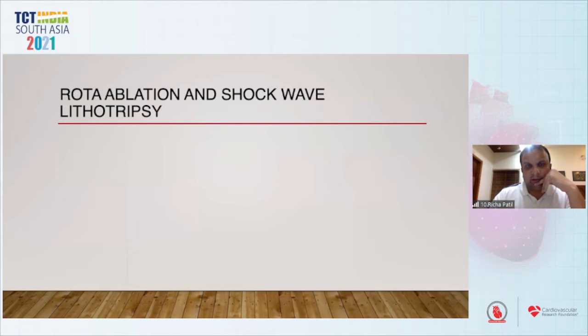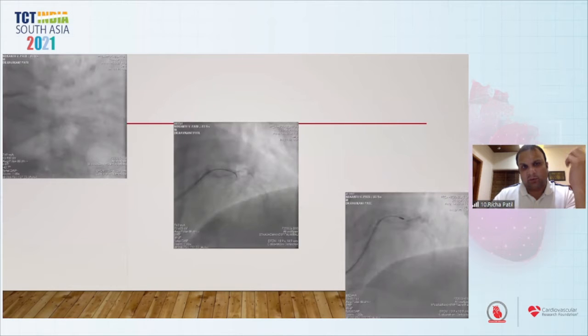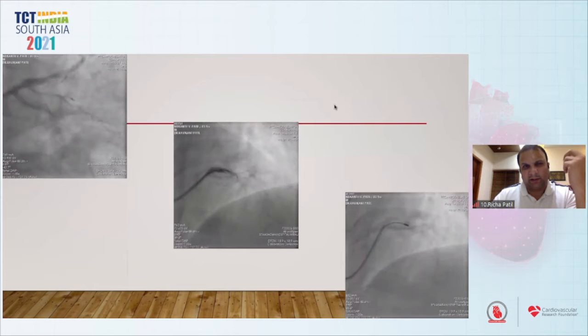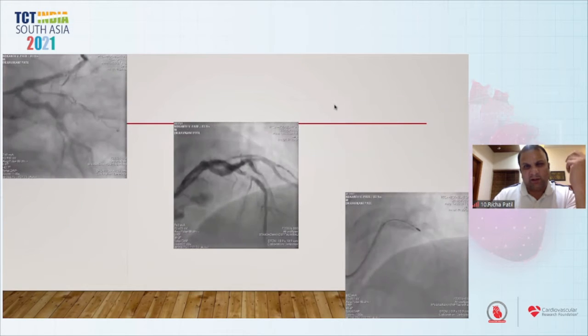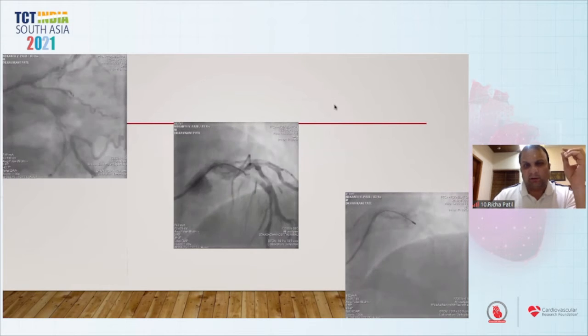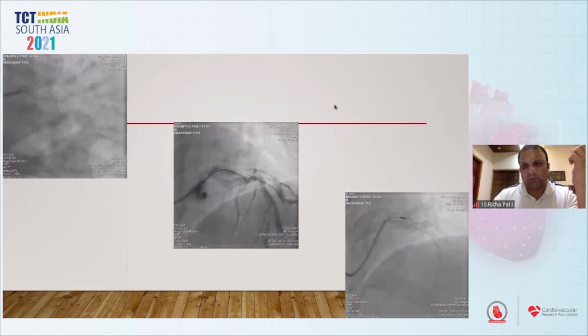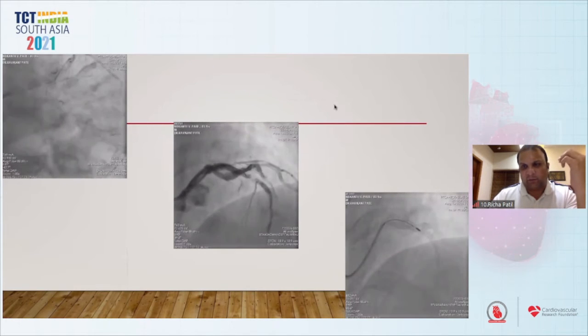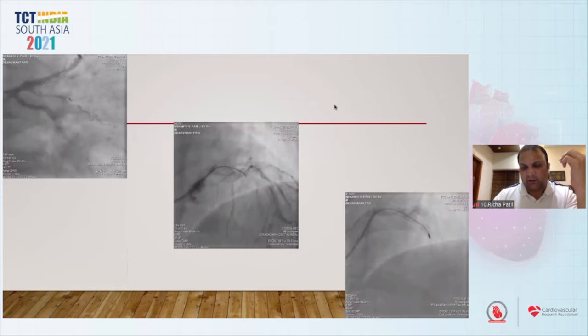Then calcium can go in a different way. Then there will be a severely calcified lesion. It can be, this man who was 86 years old. Proximal LAD has a very tight lesion. Even the 1.5 balloon I tried, I couldn't cross the balloon there. And then I thought of using a simple Rota 1.5 burr.